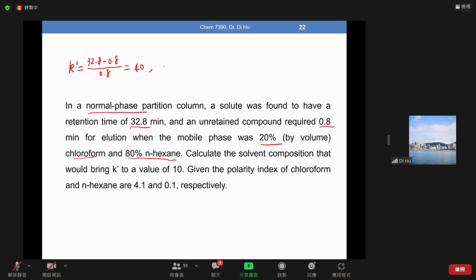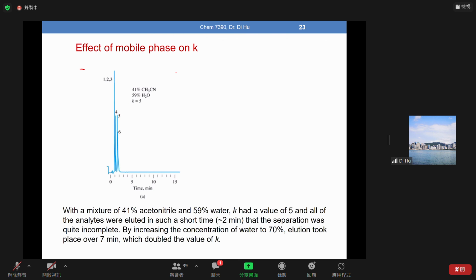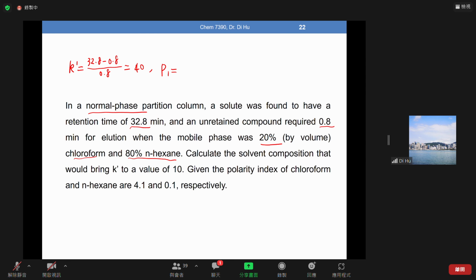We already know K, so how about P1? Can anyone tell me what the P1 value is? I got 0.2 times 4.1 plus 0.8 times 0.1, which is 0.9. Okay, thank you, very good. So we got the same answer, right?